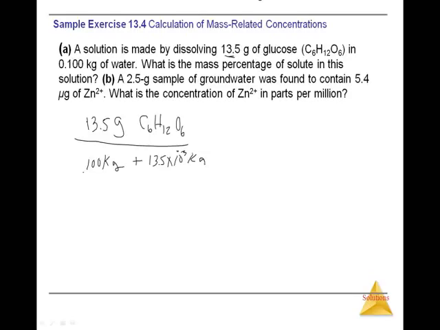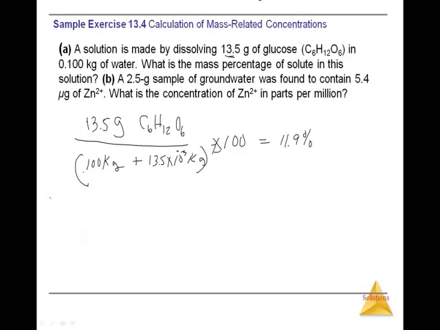Okay, so I'm going to end up with 13.5 divided by this, and then I've got to multiply times 100 to get it as a percent, and that comes out to be 11.9%. So it's simply 13.5 divided by 0.1 plus 13.5 times 10 to the minus 3, divide the whole thing, multiply the whole thing times 100, and I get 11.9%.